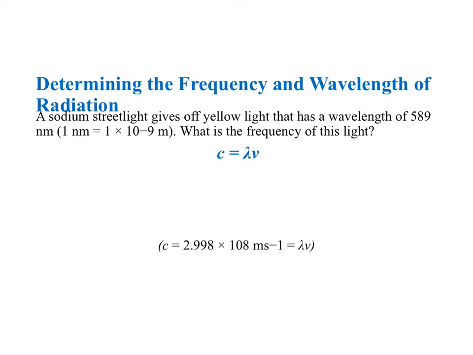That took us to the speed of light equation. So the speed of light is equal to wavelength times frequency. Remember these two symbols, one of them is lambda, that's wavelength, and the other one is nu, that is frequency.